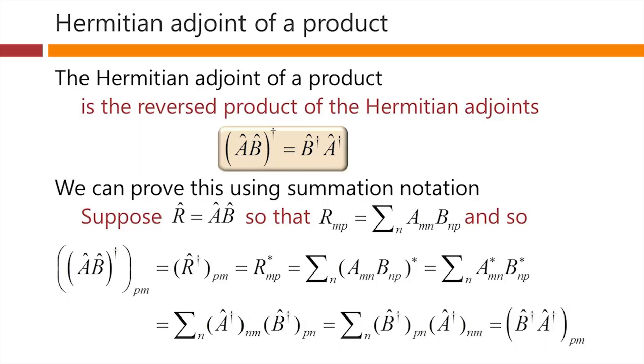These are just numbers, so we can swap them round. And of course, this is just the matrix product of B dagger times A dagger, as we have here, the pmth element of that. So we've shown that the pmth element of this matrix is the same as the pmth element of that matrix. So therefore, because this is true for any choice of P and M in the matrix, we have proved our result up here.